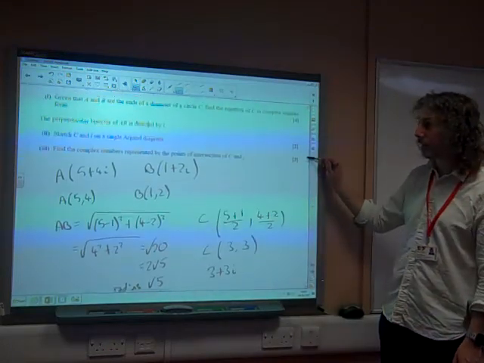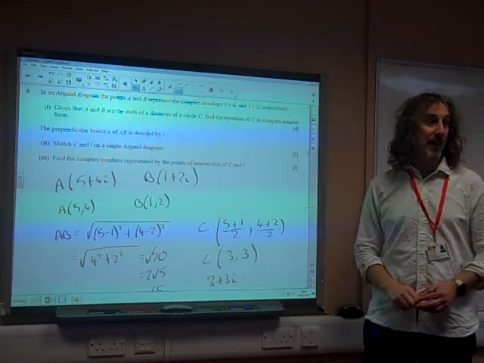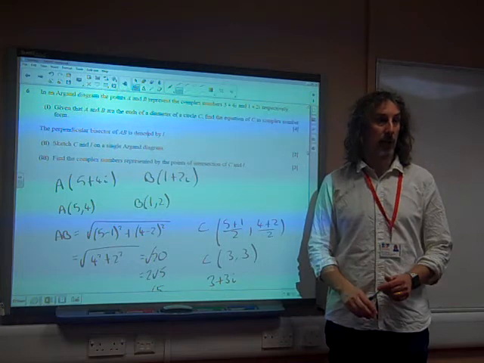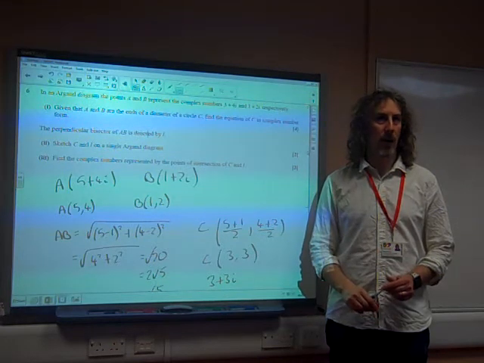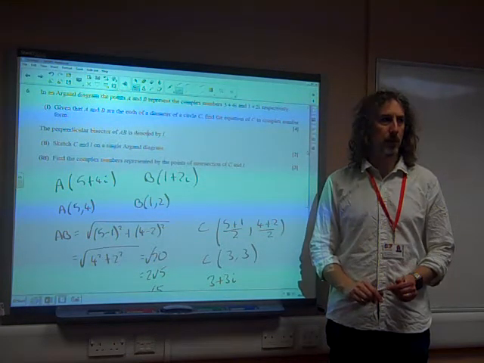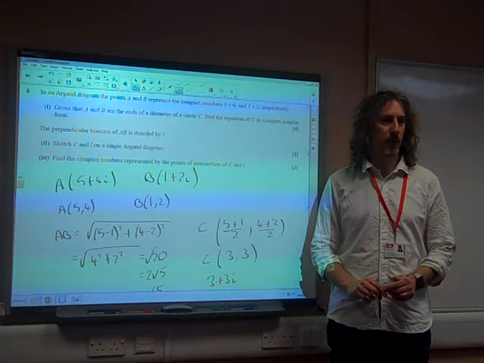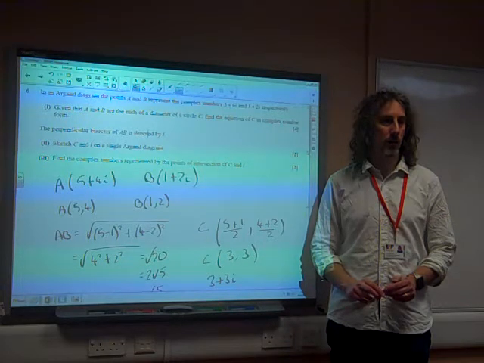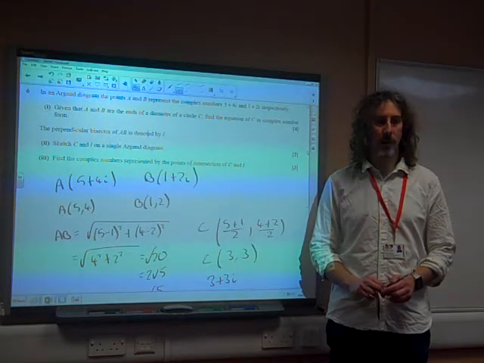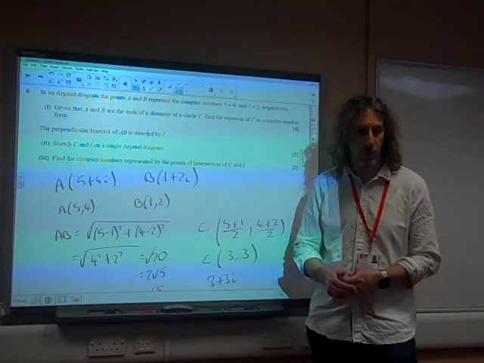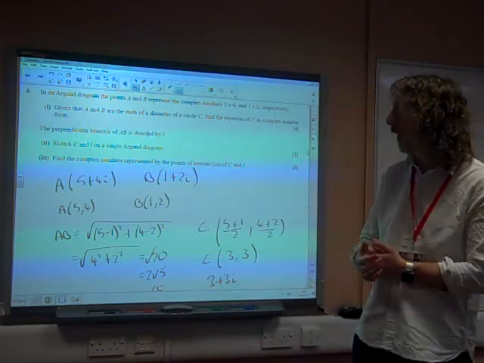Okay, then it says the perpendicular bisector of AB is denoted by L. Alright, well hang on, let's think this through. AB is the diameter of a circle. So the perpendicular bisector of a diameter would also be a diameter of the circle, wouldn't it? So we're looking for a circle with another line drawn through the centre.